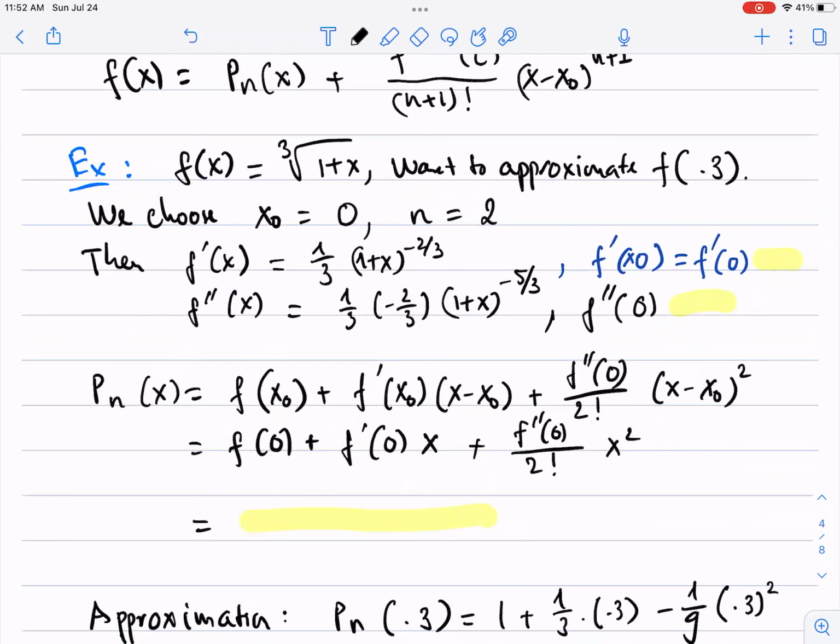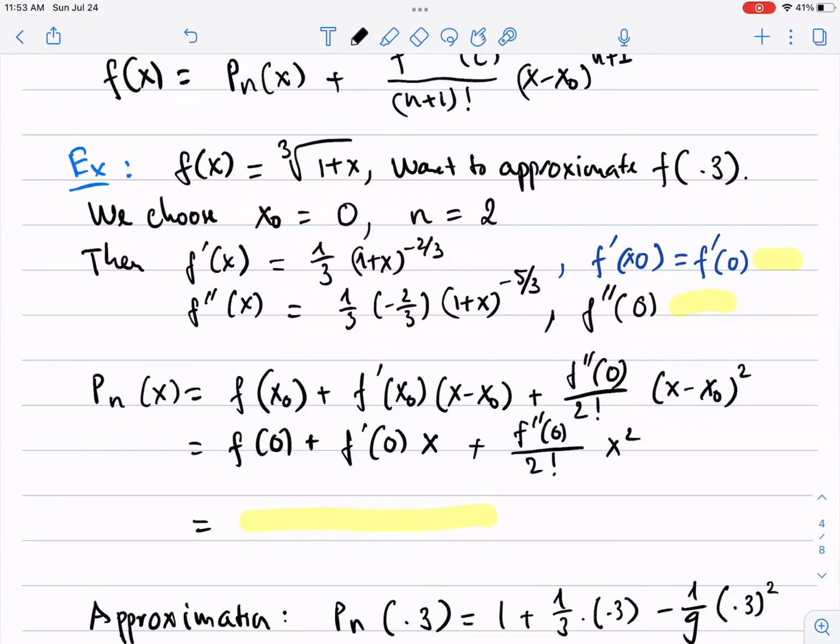Now here is an example. We consider the function f of x equal to the cube root of 1 plus x. So you see, this involves the cube root, and it is not easy to do calculation numerically. So we want to approximate the function by using the Taylor theorem. In this case, we want to approximate f evaluated at the point 0.3. So we choose x0 equals 0 and n equals 2 for simplicity.